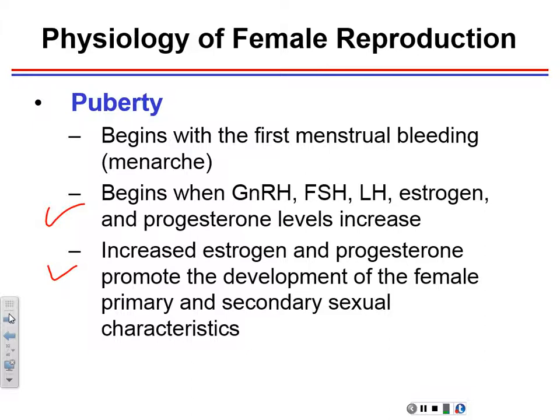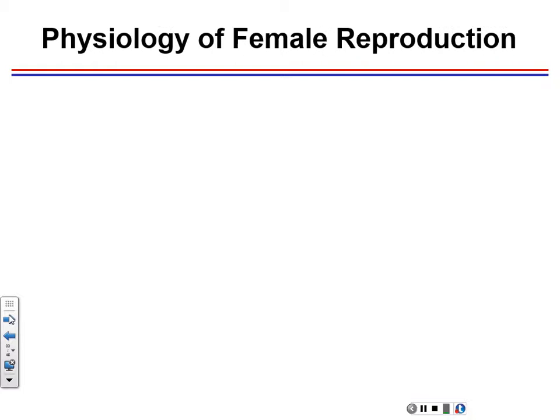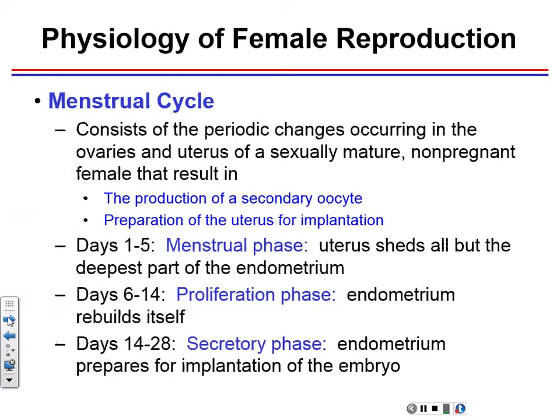So increased estrogen and progesterone promote the development of the female primary and of course secondary reproductive characteristics, right? Just like testosterone does the same thing for the male, right? So, good. And the first period is called menarche. Menarche is to begin, the beginning, all right? So menarche is the first period in a female, the first ever period.